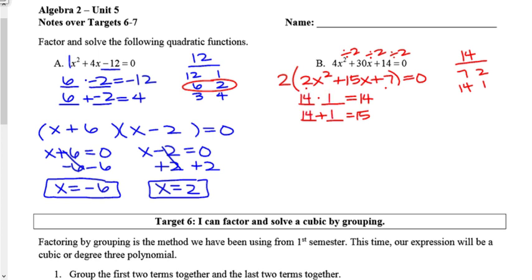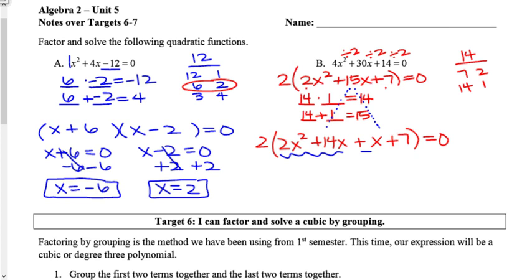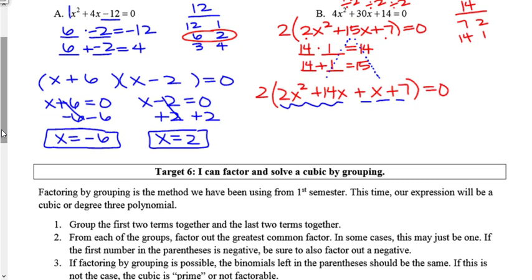All right, so essentially here, all I'm doing is breaking up this b term into 14x plus 1x. Still have my 2 out front. Still have my 2x squared. I just have plus 14x plus 1x instead of my plus 15x. All right, so now my next step is to look at the first two terms separately and then look at the second two terms, factoring out GCFs from both those groups.